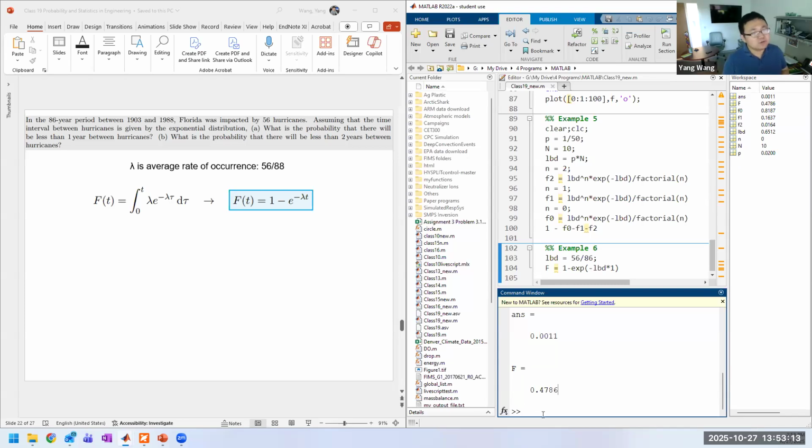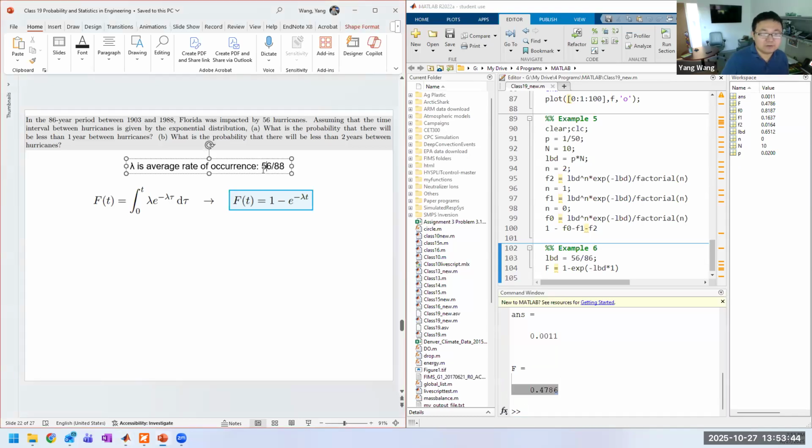Okay, which sort of makes sense because you see there are 56 hurricanes over 86 years, right? So then it's going to be sort of, although it's not one event per year, this is a random process, right? So that's why this probability is below 50%, because you don't have a hurricane event every year.